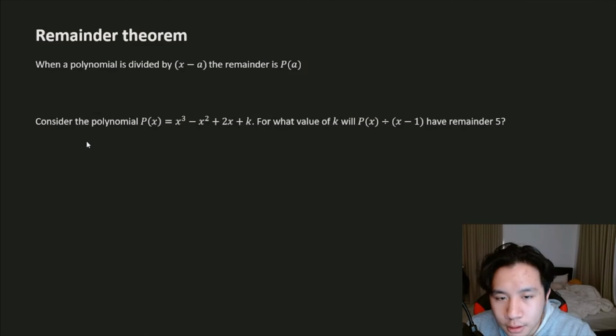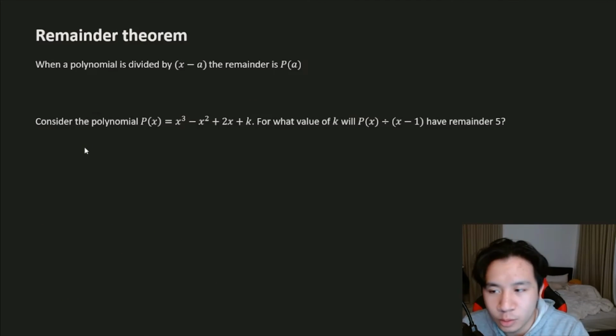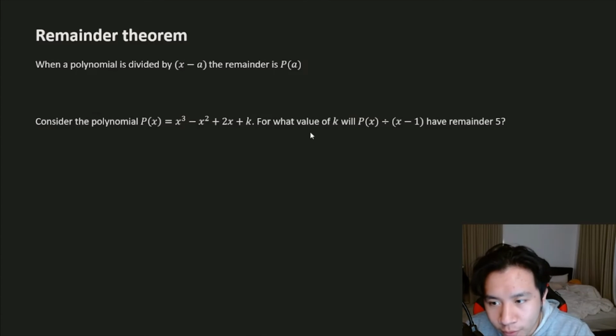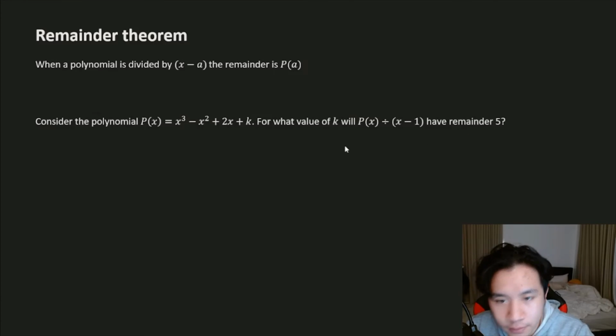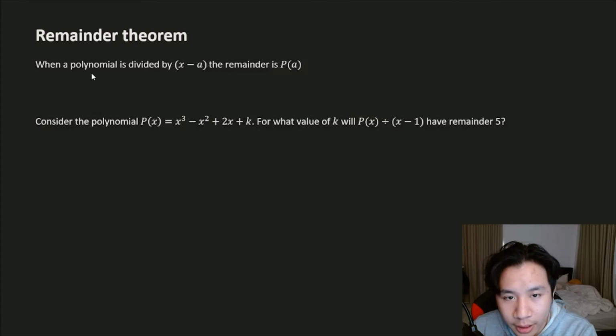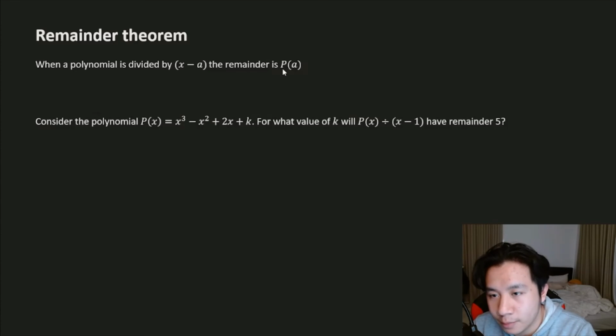All right, I just wanted to go through one more question because I thought this is a really good question. Consider this polynomial, x cubed minus x squared plus 2x plus k. For what value of k will p of x divided by x minus 1 have a remainder of 5? Just to recap, the remainder theorem states that when a polynomial is divided by x minus a, the remainder is p of a, which is what's happening right here.